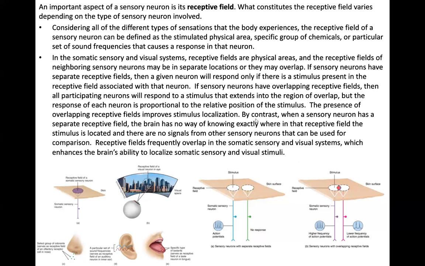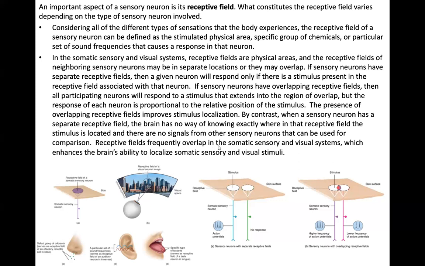By contrast, when a sensory neuron has a separate receptive field, the brain has no way of knowing exactly where in that receptive field the stimulus is located, and there are no signals from other sensory neurons that can be used for comparison. In other words, if I was poking you in the skin, like right here where there's this singular neuron, the brain might not know if the pin was poking here or here or here or here. Whereas over here, we're going to be able to very precisely know. So think of localization like being able to locate where that sensation is coming from.